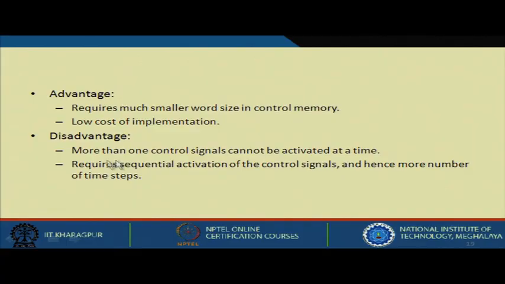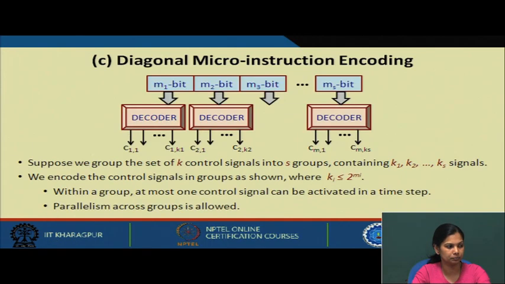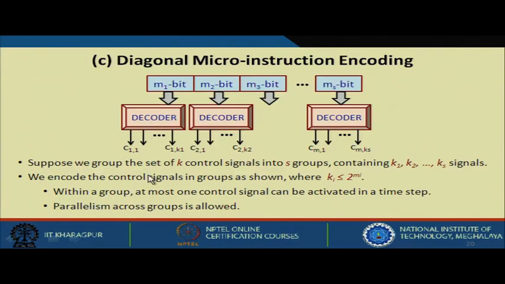The disadvantage here is that more than one control signal cannot be activated at a time. It requires sequential activation of the control signals, and hence more time steps will be required. The next option is diagonal micro instruction encoding, which is quite flexible. Here also we require a decoder. We group the k control signals into S groups containing k1, k2, up to kS. Each group has mutually exclusive micro instructions, and we know that at a time only one signal from a group will get activated.